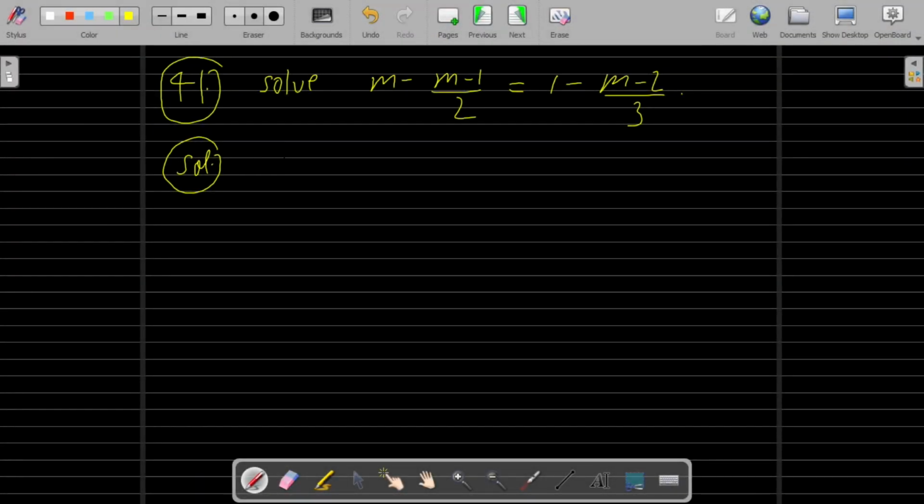Hi friends, we have another question from the book of Conceptum Ashfaq's Guide for the entrance of 9th examination mathematics. Chapter is linear equation in one variable. So there is question number 41: m minus 1 upon 2 equals to 1 minus m minus 2 upon 3. So how will we determine the accurate value of m without making any mistake?